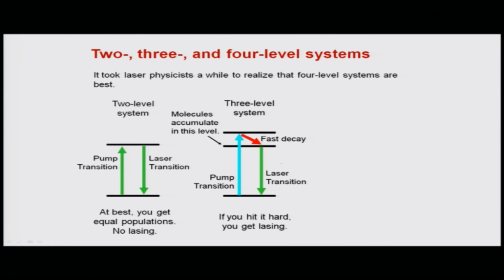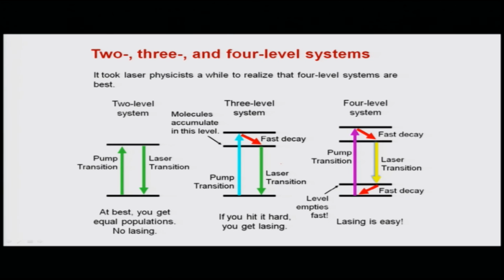So, here is a comparison now of the 3 different systems that we have talked about, the 2, 3 and 4 level systems. As we have mentioned over and over again, there is no lasing for the 2 level system under the conditions that we have looked at; at least under normal conditions it is not possible. However, for a 2 level system, if you hit it hard, you can get it lasing.